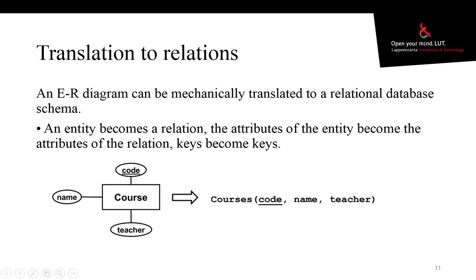So, making a transition into a relation. Any ER diagram can be easily translated to a relational database schema. In such a case, an entity becomes a relation, and the attributes of such an entity become the attributes of such a relation, and the keys remain keys. So an example with the course entity here, translating that into a relation, making that more glaring. I'll show you that in the next slide.